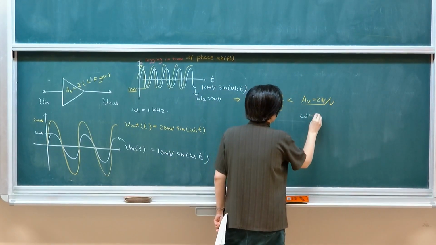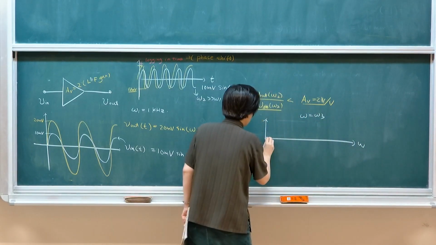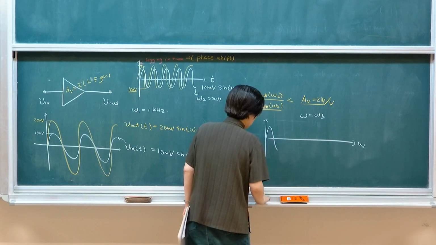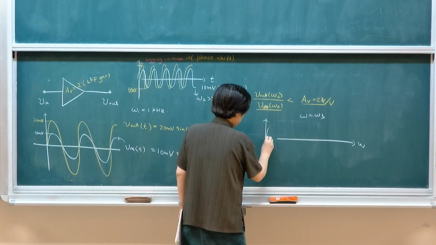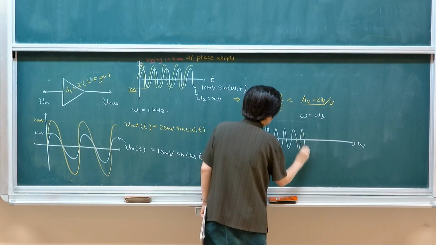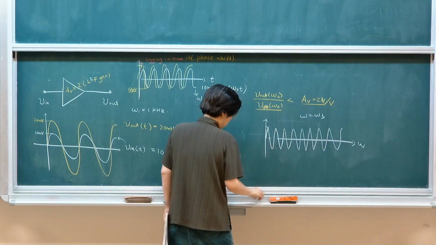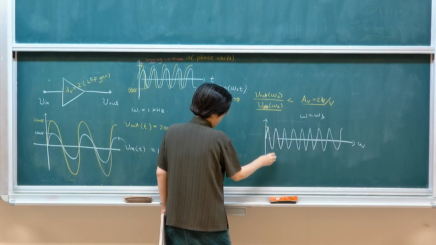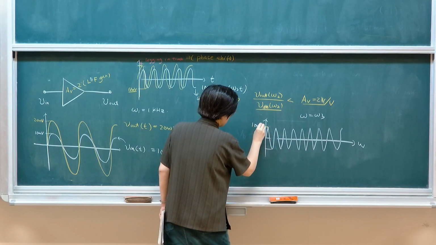let's say omega equals omega 3. So I was still giving a signal. This is much higher frequency. So the magnitude of my input signal is still the same. Let's say if this is my signal, the magnitude is still 10 millivolts.